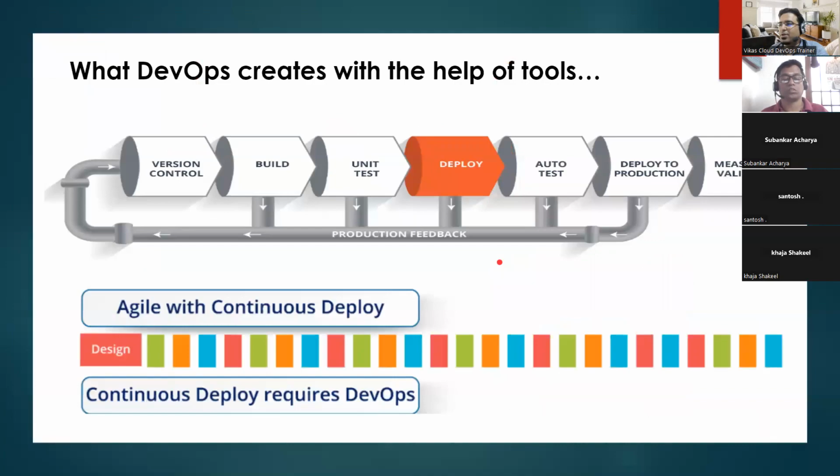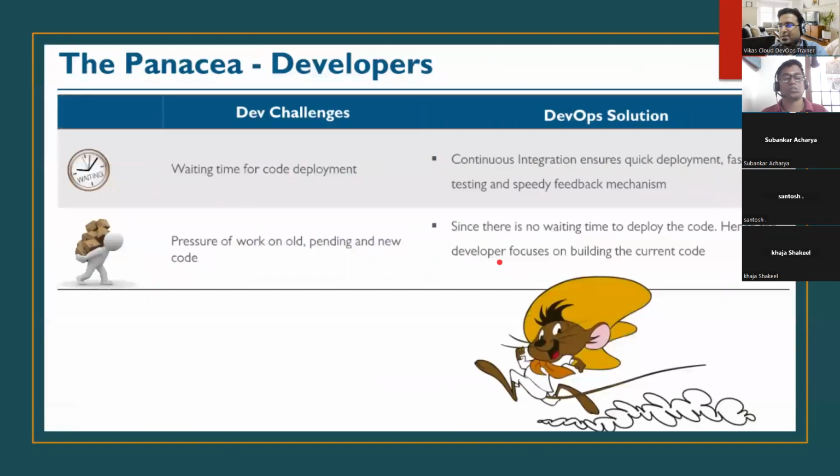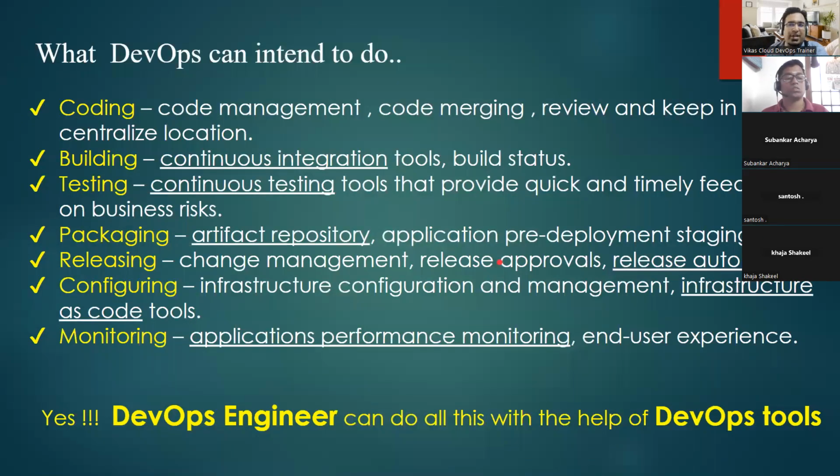Okay, let's go back here. What has DevOps intended to do? All these things are done by the DevOps team. In terms of coding, if you are thinking that we will do the coding, no. Code management, code merging, code review, and keeping the code in the centralized location is the DevOps work, not writing the code. Code management is the DevOps work. With the help of one tool, Git and GitHub, we can do this part.